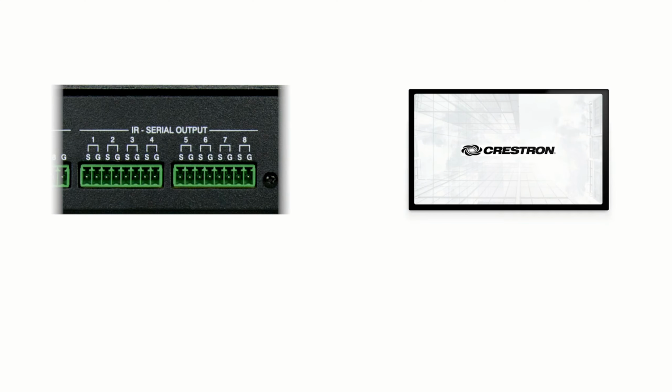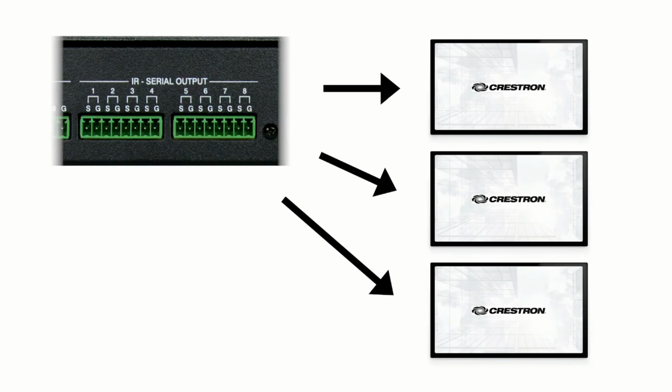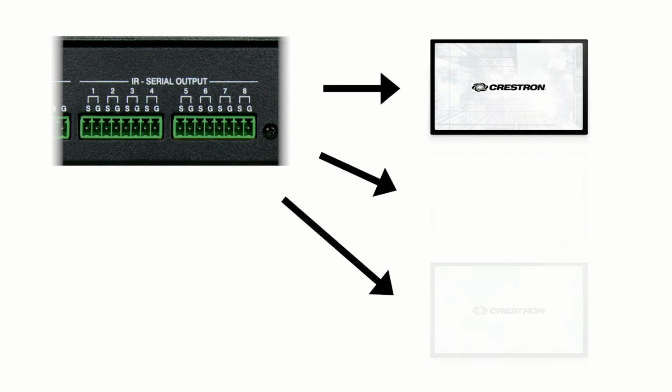These IR probes operate up to a distance of 1,000 feet. Another advantage of using IR is that multiple devices can be programmed on a single port. We can attach 3 IRP2 probes to a single port. Be aware that if all 3 devices are the same, they'll operate simultaneously. This is unlikely the preferred operation of the system.